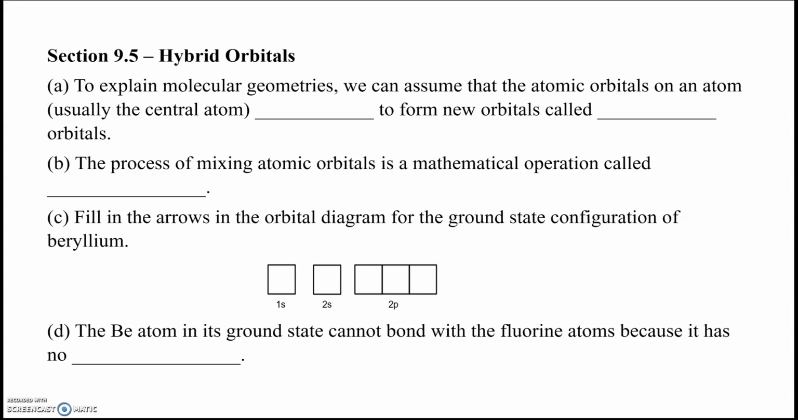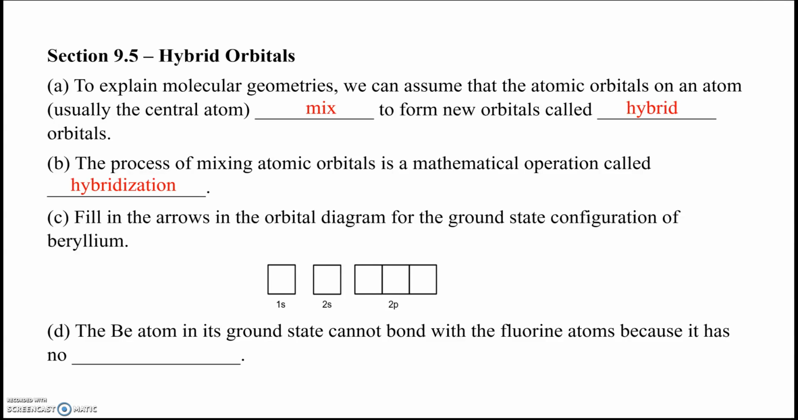All right, we'll take a look at hybrid orbitals. We'll probably just go through this one more slide before we have to stop. To explain molecular geometries, we can assume that the atomic orbitals on an atom, which is the central atom, mix and they form new orbitals called hybrids. The process of mixing atomic orbitals is a mathematical operation called hybridization.